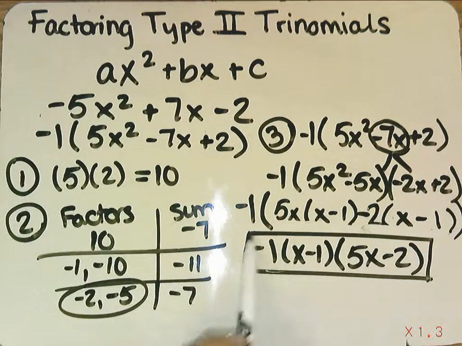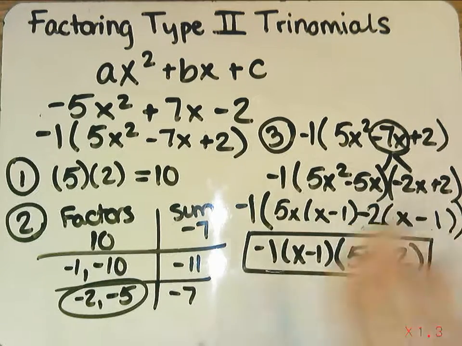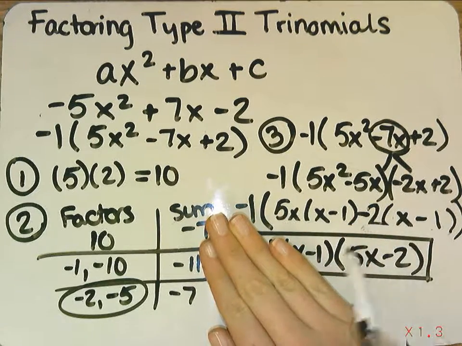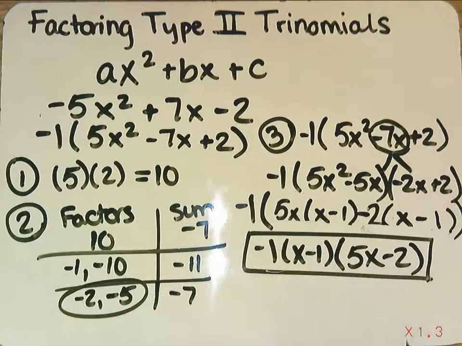I still have my negative 1 out here. If I look just at this factor, x minus 1, their greatest common factor is 1, so I can't pull anything else out. When I look at this factor, 5x minus 2, their greatest common factor is also 1, so I know that I'm fully factored, which is great. And that's how you factor type 2 trinomials.